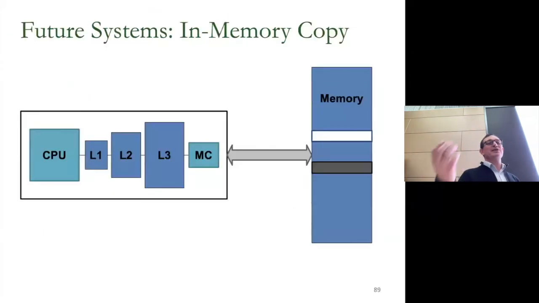Okay, so how do we do data copy today? If you want to copy a source page, let's say 4 kilobytes, to a destination page, you go through the processor. Basically, we use the processor. We tie up the processor unnecessarily.